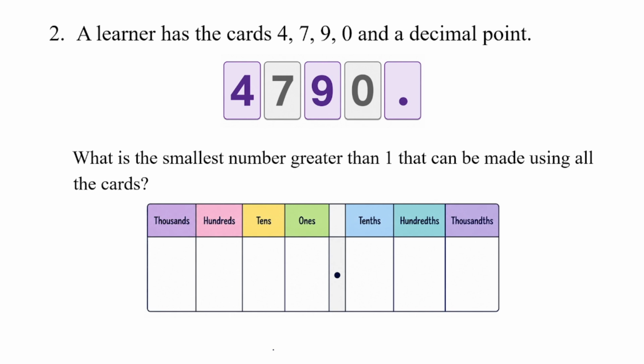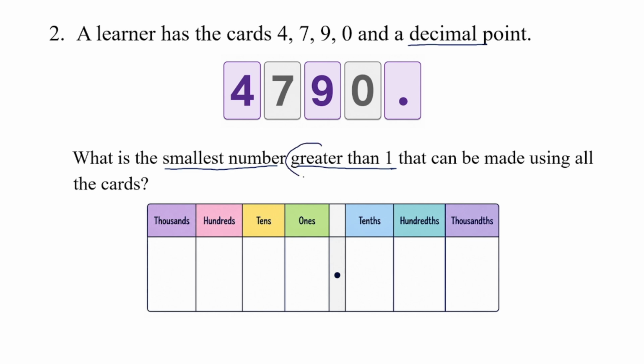Let's go to question 2. Elena has the cards 4, 7, 9, 0 and a decimal point. What is the smallest number greater than 1 that can be made using all the cards? How do we write the smallest numbers? We have to arrange our numbers in an ascending order. What do I mean by ascending order? It means from the smallest to the largest.